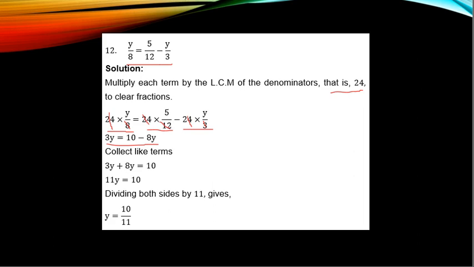So you collect like terms. You move minus 8y to go and meet plus 3y, it becomes plus 8y. So you have 3y plus 8y equal to 10. If you add, you have 11y equal to 10. To get y, divide both sides by 11. If you do that, you have y equal to 10 over 11.